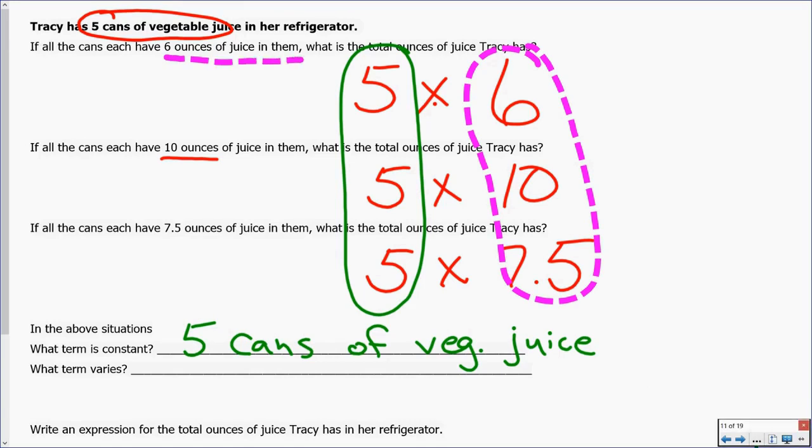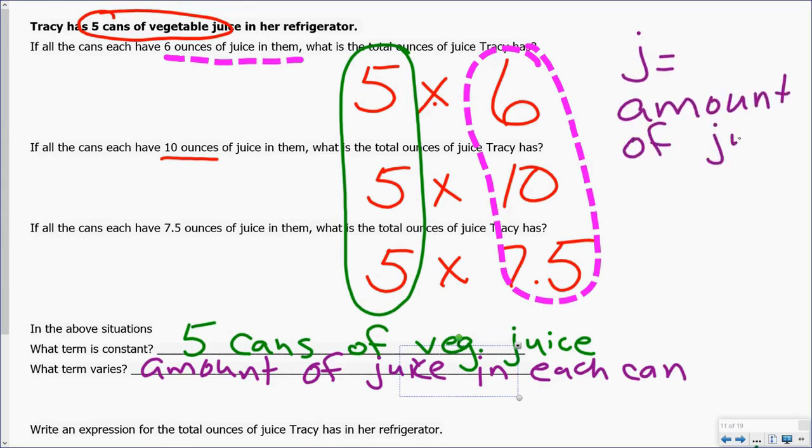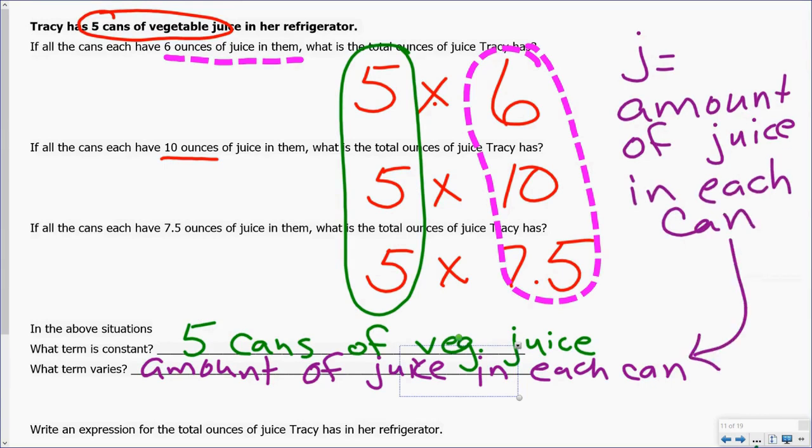So when I write my statement here, what term varies? Amount of juice in each can. Okay? So now I need to come up with a variable. So I'm going to use J for the amount of juice in each can. And again, I get that information from right here.